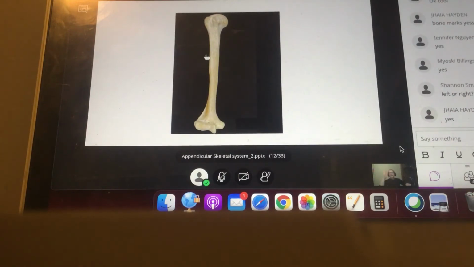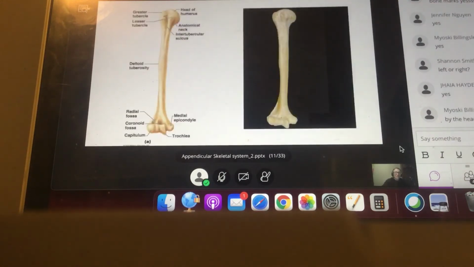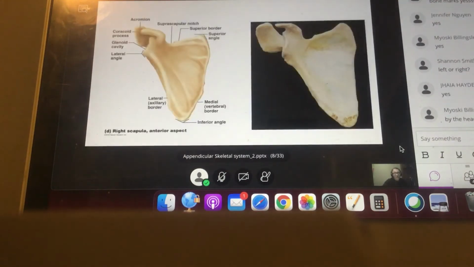So left and right. You have to know left and right. How do you figure it out? Two things for left and right. Now, again, you don't have to know everything left and right. So let me go back for the scapula because that is something I need to show you.